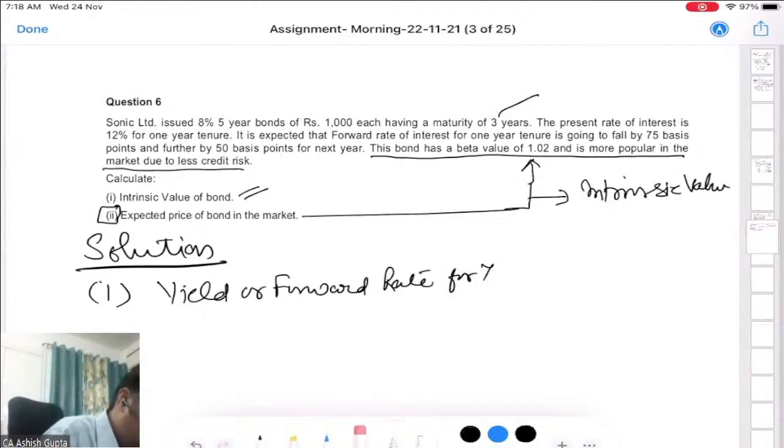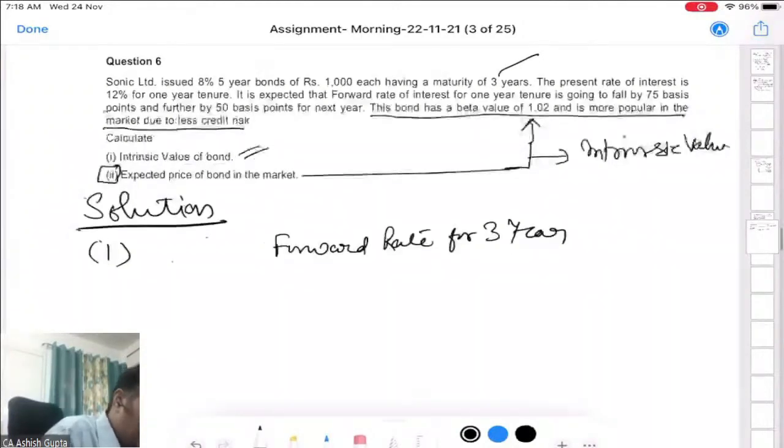Or we can say that not yield, but we can assume it as a... okay, of course we can. Okay, but just avoid the yield, because not that. Let us compute the forward rate for the 3 years. First we compute the forward rates.